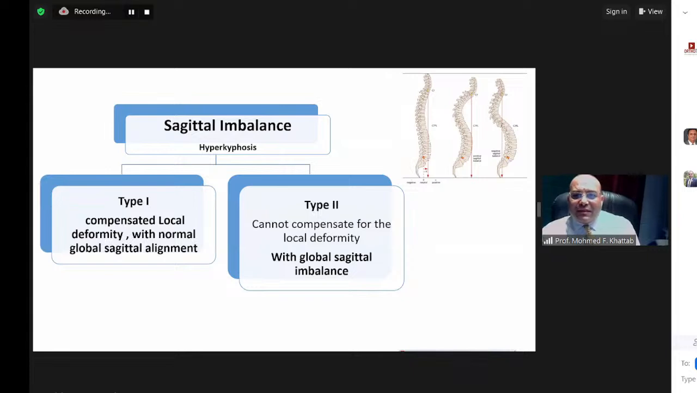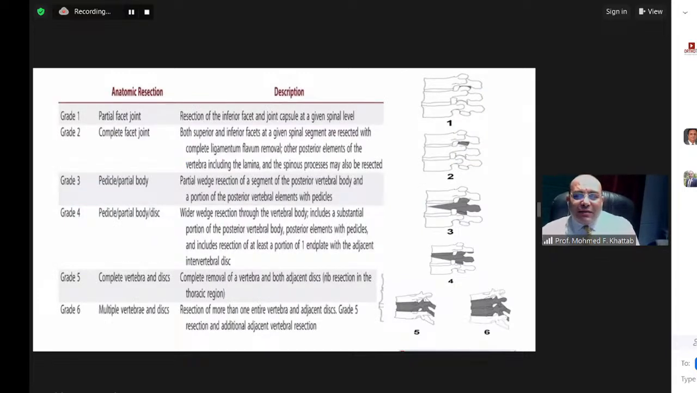Sagittal imbalance is a devastating complication, and it may be positive sagittal balance or negative sagittal balance. When it is compensated and there is normal global sagittal alignment, it is type 1 sagittal imbalance, and type 2 is where the spine cannot compensate for the local deformity and we have global sagittal imbalance. Frank Schwab classified the spine osteotomies into 6 types. It starts from partial facet, which is grade 1, to grade 6, which is multiple vertebrae excision, and the adjacent discs are excised as well.